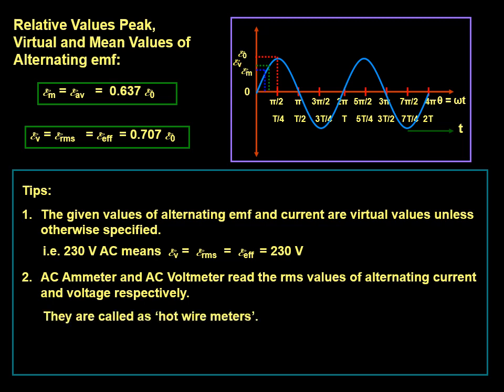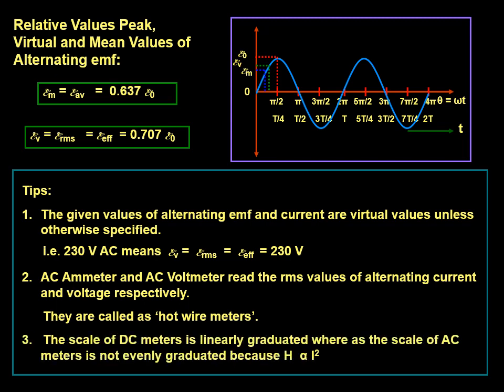They are called hot wire meters because of the heating effect. The scale of a DC meter is linearly graduated, whereas the scale of an AC meter is not evenly graduated because H is proportional to I squared.